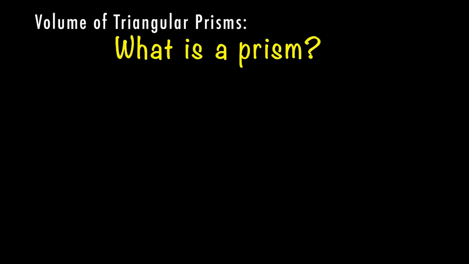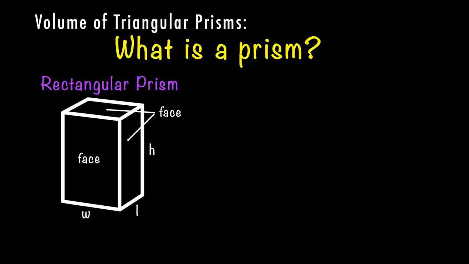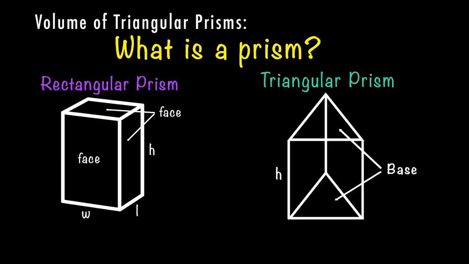First, we're going to start out with what is a prism. And we've already covered rectangular prisms, so you might remember that a rectangular prism has 6 faces. 2 of them are going to be bases, and we can use the width, length, and height in order to find the volume. Today we're going to be covering triangular prisms. Triangular prisms, the only difference is that their base is a triangle.